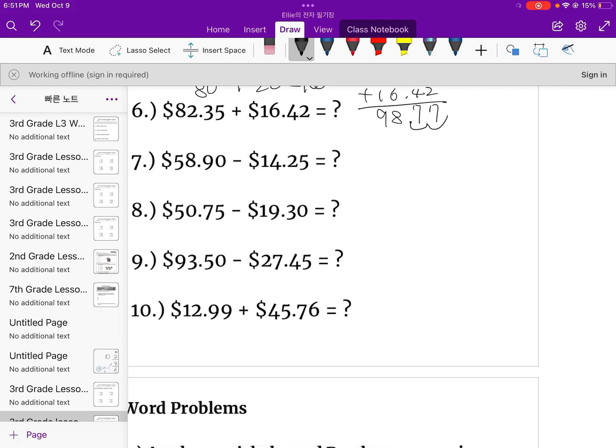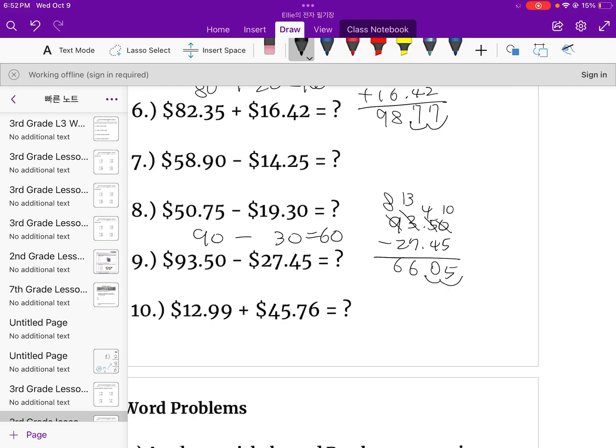For number 9, we have 93.50 minus 27.45. So we're gonna subtract it right now. And our estimate is $30 here and $90. So $60 estimated. We calculate it, it's 0 minus 5, but 0 is less than 5, so we'll borrow 1 from here. So that should be 10. 10 minus 5 is 5. 4 minus 4 is 0. 3 minus 7, it won't work because 3 is less, so we'll borrow another 1 here. So that should be 13. So 13 minus 7 is 6. And 8 minus 2 is 6. We move decimal places, so it says 66.05.